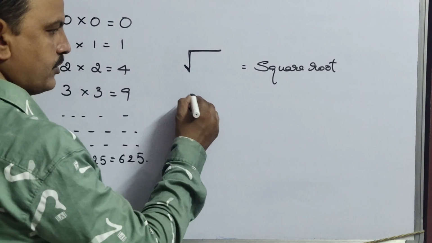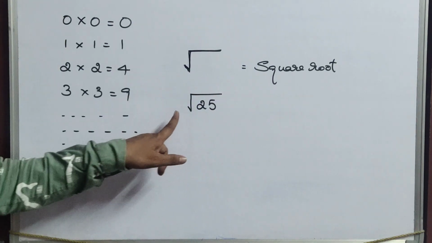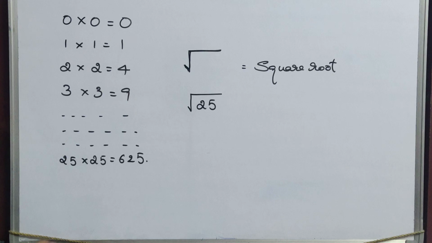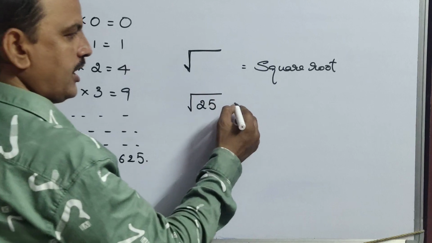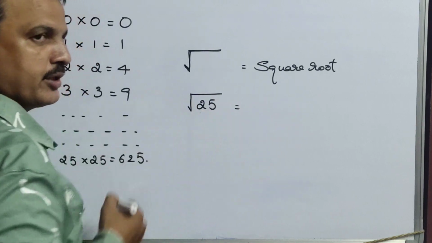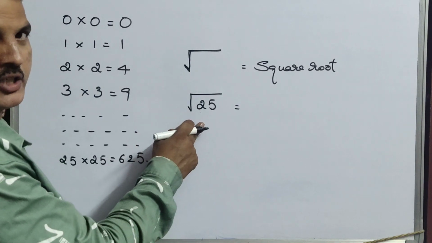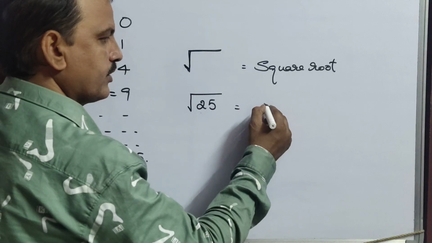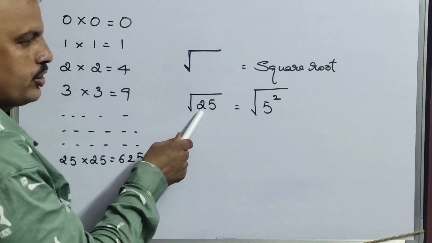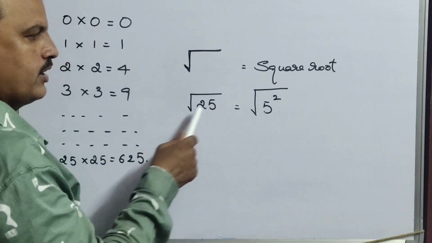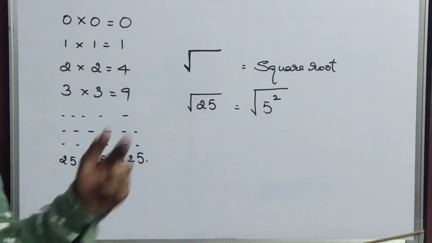If suppose the question is square root 25. This square root 25 also can be written as, 25 can be written in terms of power as 5 squared. So the square root of 5 squared. Why? Because 25 I wrote as 5 squared and I kept this root. Now how are you going to find the square root of 25? Listen very carefully.